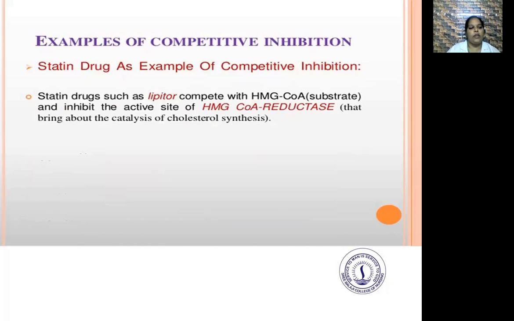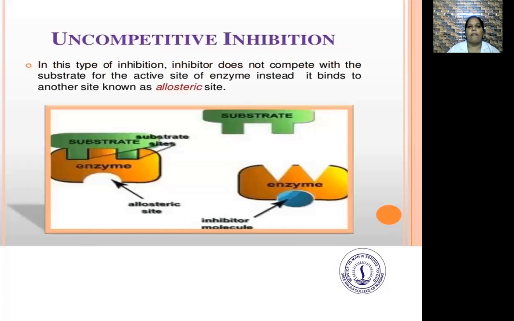Examples of competitive inhibitors. Statin drugs are an example of competitive inhibitors. Statin drugs such as Lipitor compete with the HMG-CoA substrate and inhibit the active site of HMG-CoA reductase, which catalyzes cholesterol synthesis. Uncompetitive inhibitor. In this type of inhibition, the inhibitor does not compete with the substrate for the active site of the enzyme. Instead, it binds at another site, known as the allosteric site.